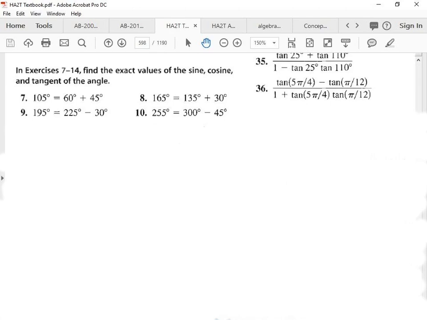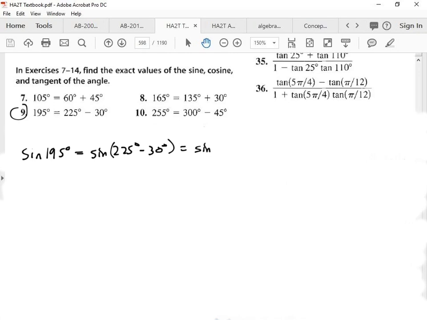So if you're doing sine, cosine, and tangent, let's do sine of 195 degrees. That's the same as saying sine of 225 degrees minus 30 degrees. Right? That's what this says for number 9. Okay, so now you just need the formula. So the formula for sine with subtraction is going to be sine cosine.